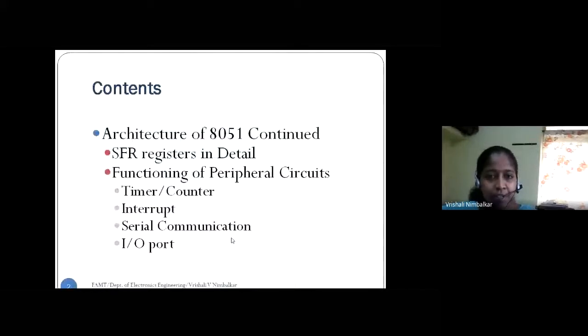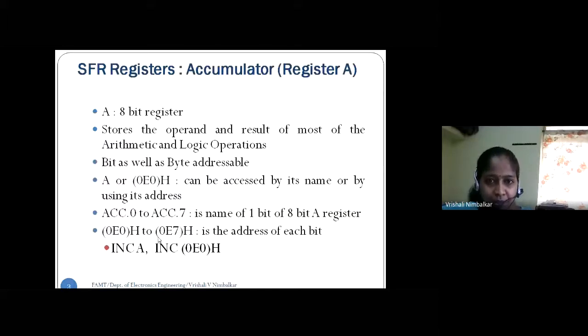So in today's session, we are going to look into architecture of 8051. We'll continue with it. We will look into special function registers in detail, and we will see functioning of peripheral circuits like timer counter, interrupt peripheral circuit, serial communication circuit, and IO port circuit functioning in detail. Correct. So our first special function register is accumulator.